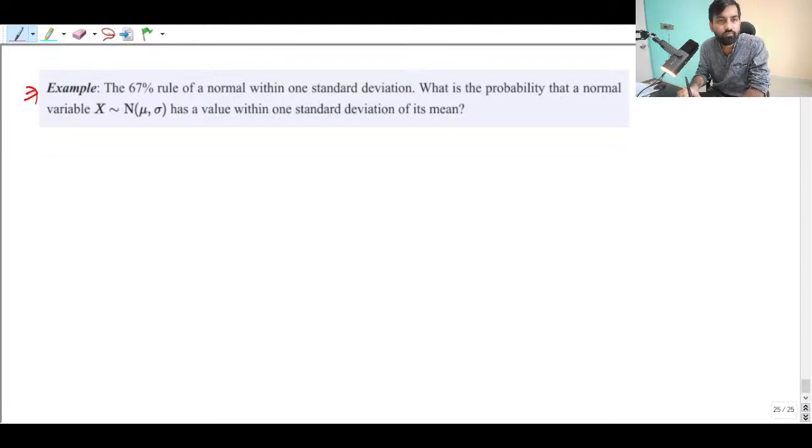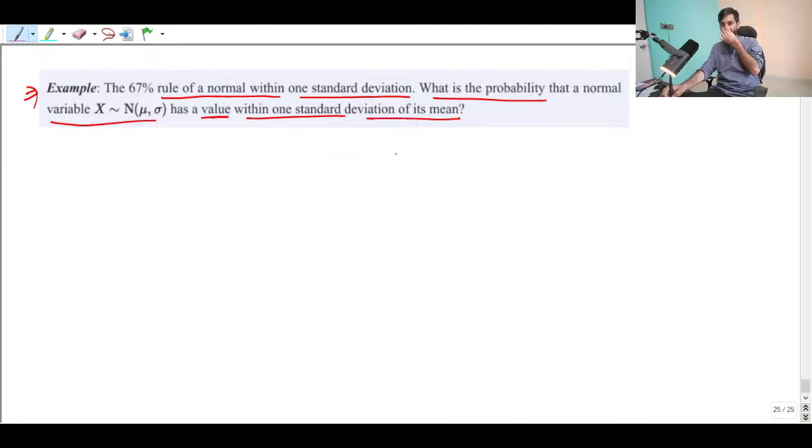Now, this is the example, right? The 68% rule of normal within one standard deviation. What is the probability that the normal variable has a value within one standard deviation of its mean? That is, x minus mu within one standard deviation of its mean. What is the probability that a normal random variable is within one standard deviation of its mean? Very good question, right?